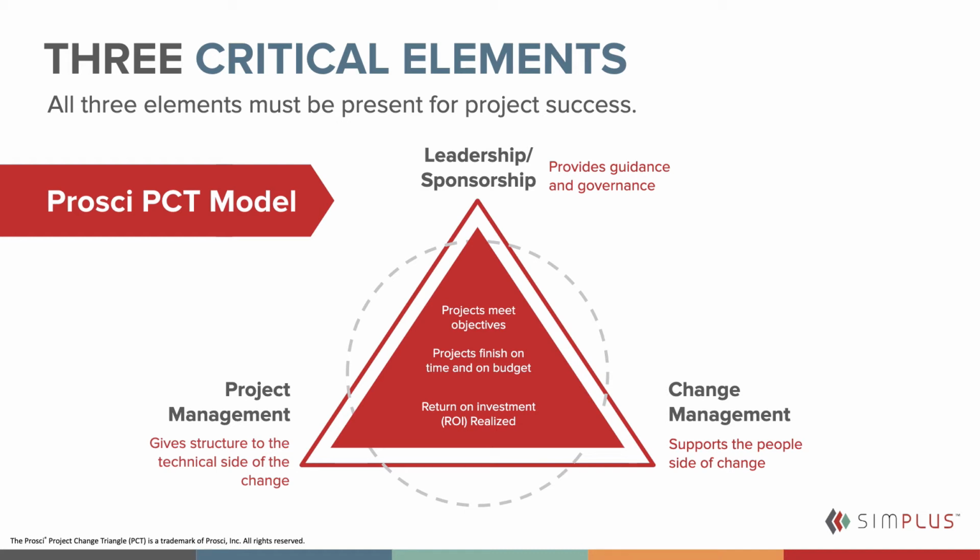So this is one theory of change management. It's called Prosci, and it says that it's a triangle. There are three things here, and they all need to be there. It's only a triangle, it's not another shape. There's project management, of course. There's leadership and sponsorship throughout the organization, and then you have change management. So these are really three pillars of a successful project.